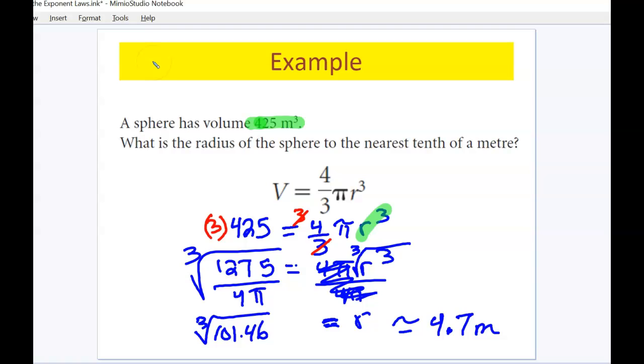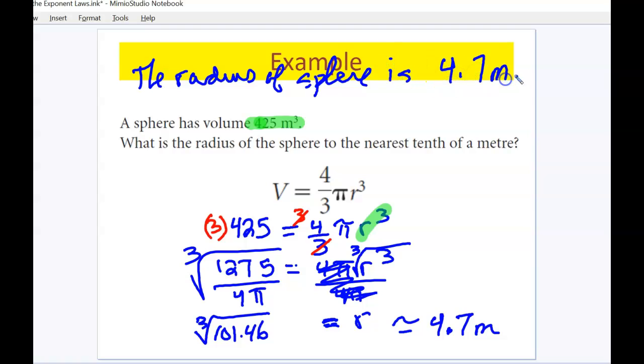So you would write a sentence saying the radius of the sphere, oops, learn to spell here. The radius of the sphere is 4.7 meters.